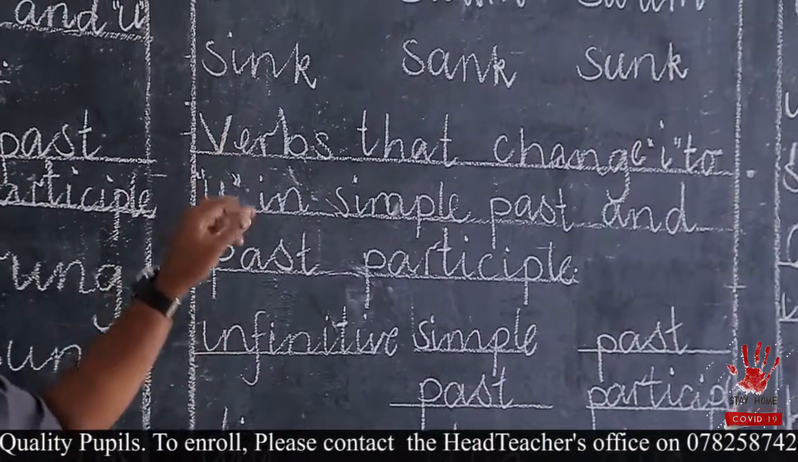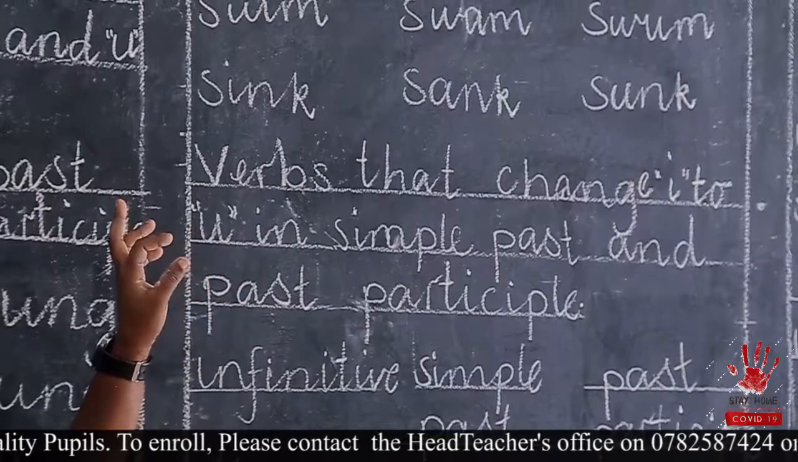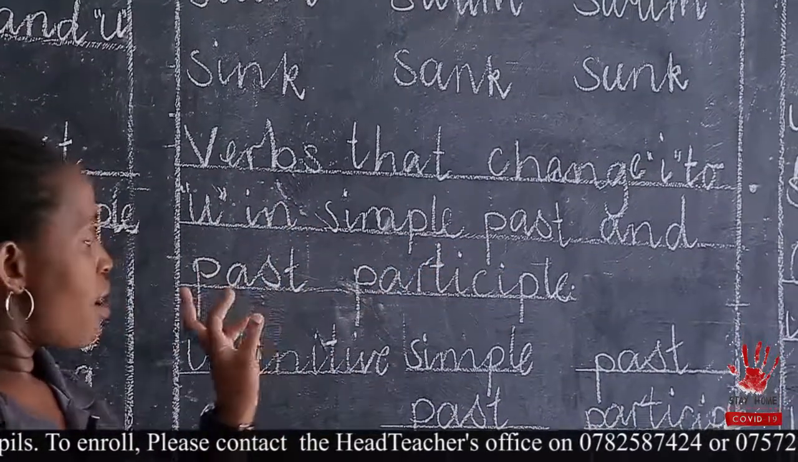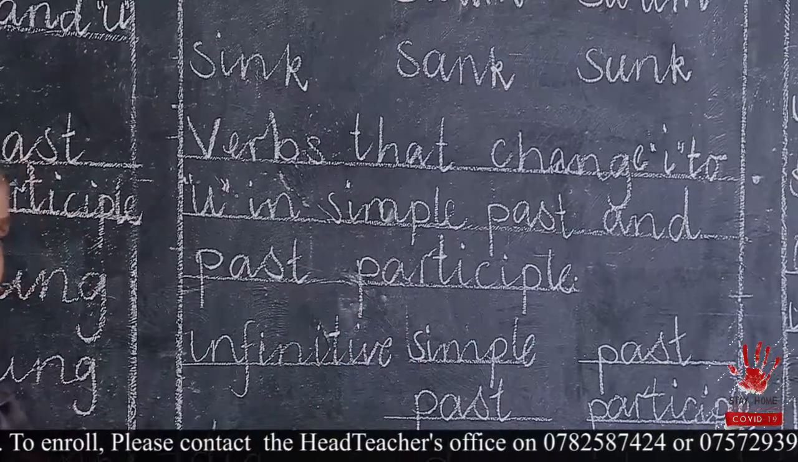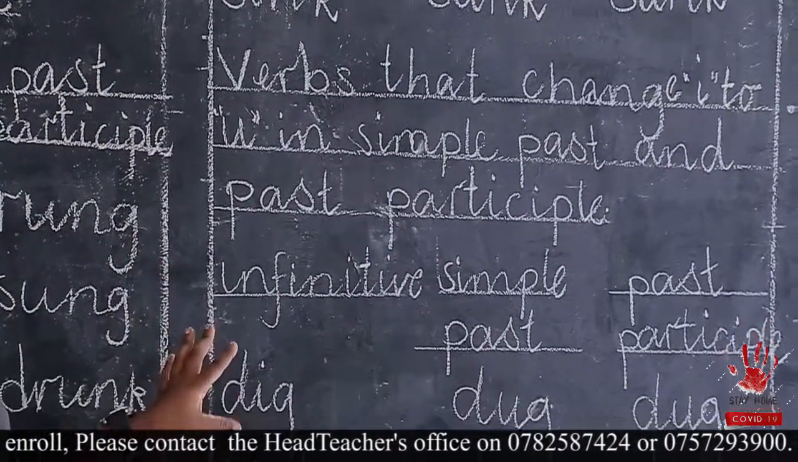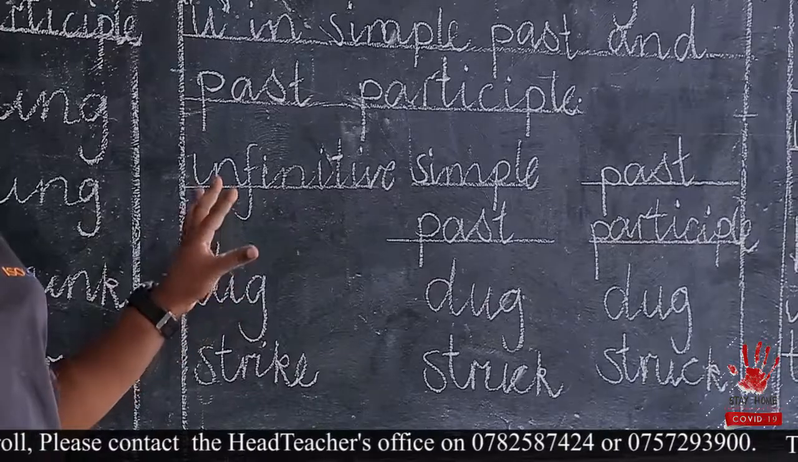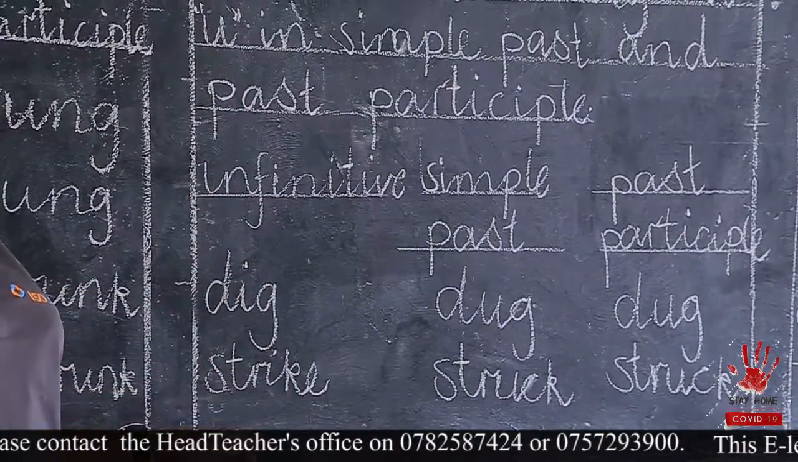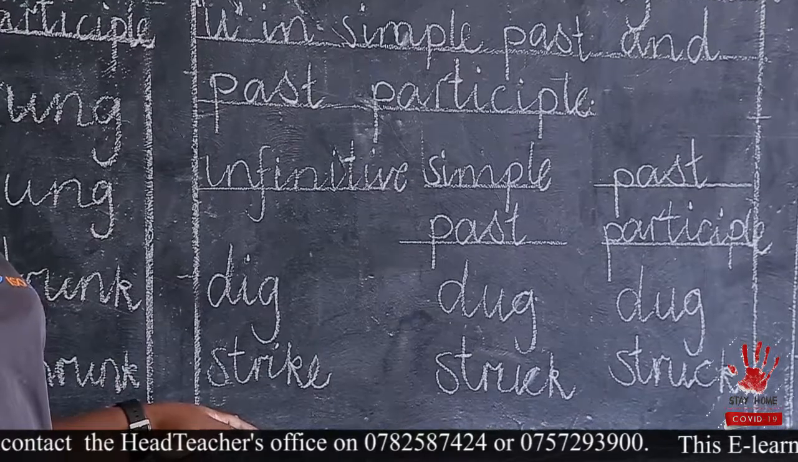They change to U. They don't have A, but they change to U in the simple past and the past participle. So these verbs are also very many. Don't say, when I list them, that these are the only verbs. We have many of them.